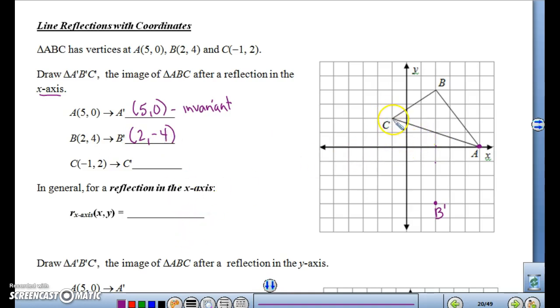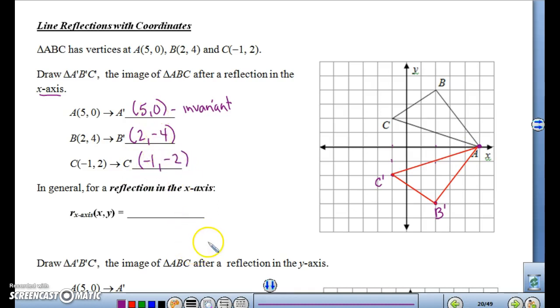C is at -1, 2. I want to go perpendicular to the x-axis and the same distance on the opposite side. So 1, 2, 1, 2. C prime ends up here. If I connect my points, A to B prime to C prime, and then back to A, I have created the exact same triangle with the fold line as the x-axis.